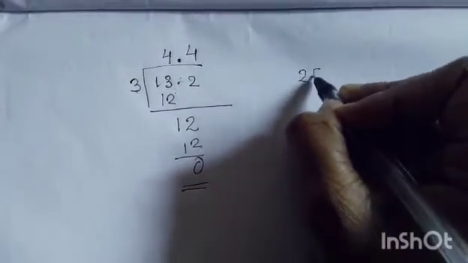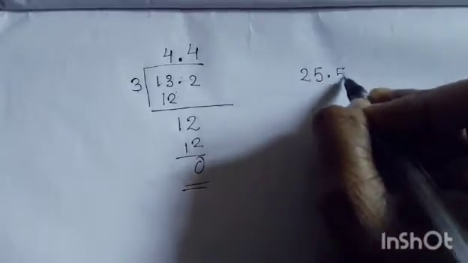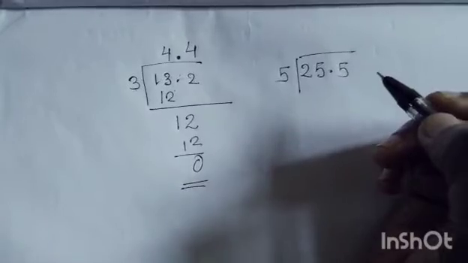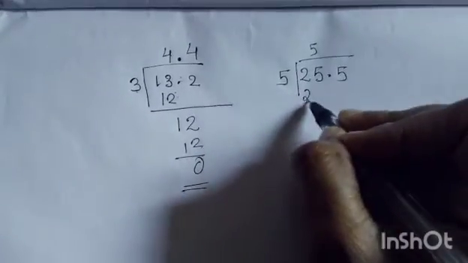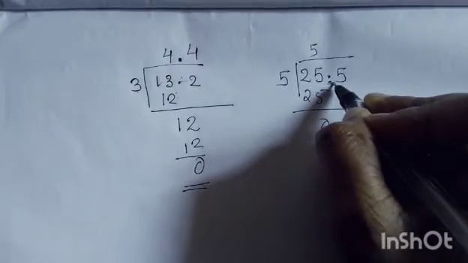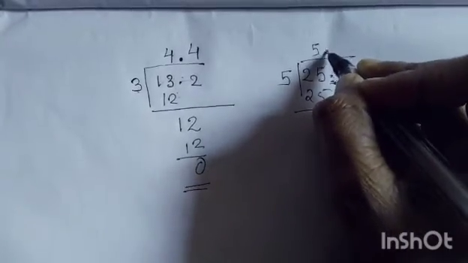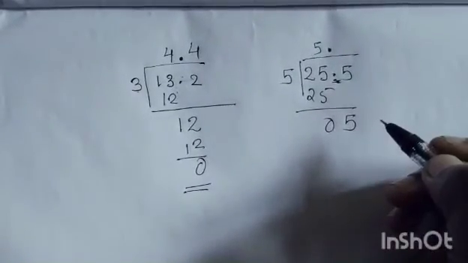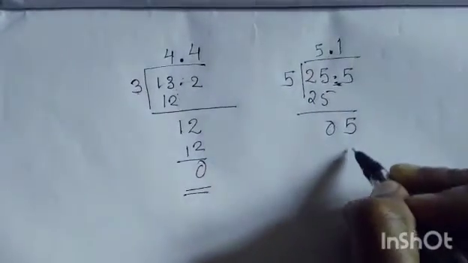Same as 25.5 divided by 5. If it is like so, 5 5s are 25. Here 0. We want to place this decimal in the answer part. Then carry down the 5. 1 5s are 5.